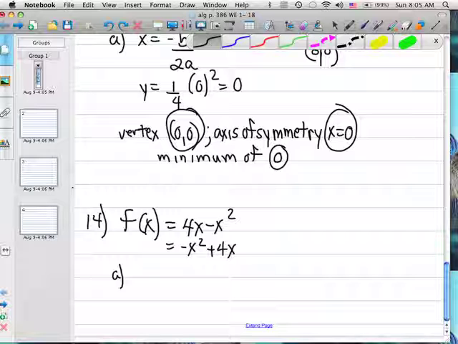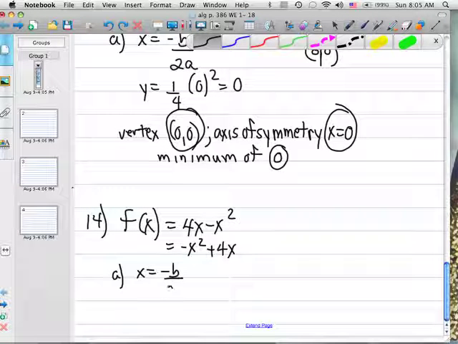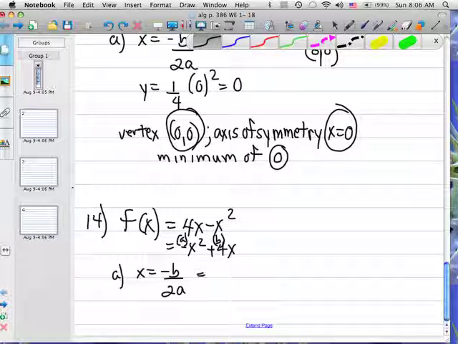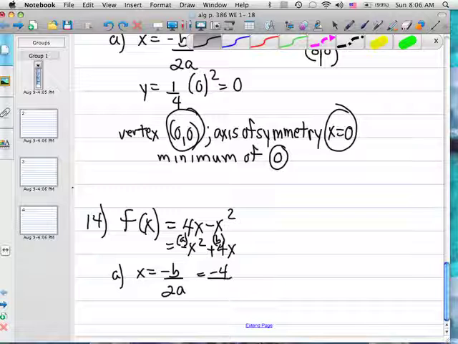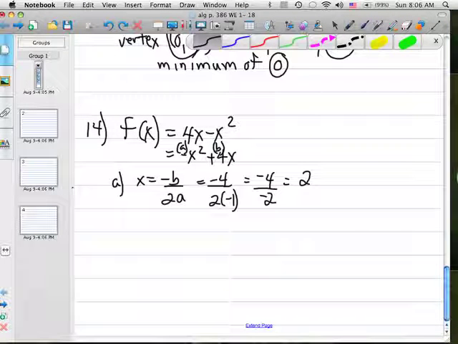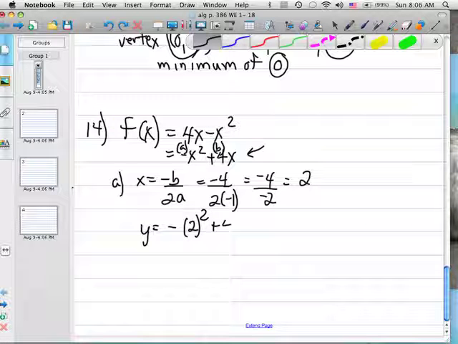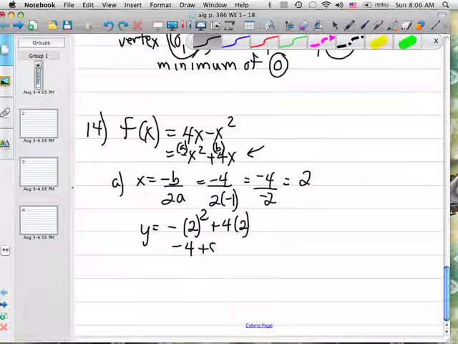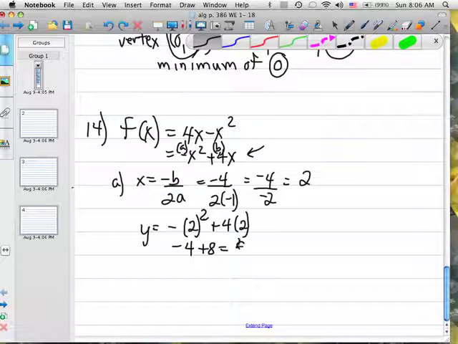vertex, x equals the opposite of b over 2a. A is -1, b is 4. So we get the opposite of 4 is -4 over 2 times -1. So we get -4 over -2, so that comes out 2. The x value is 2. We're going to plug it back into the equation. So y equals the opposite of 2 squared, I'm using this equation right here, plus 4 times 2. 2 squared is 4. That would be -4 plus 8, which equals 4.